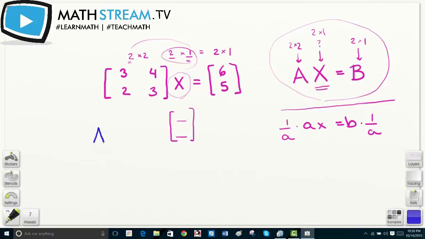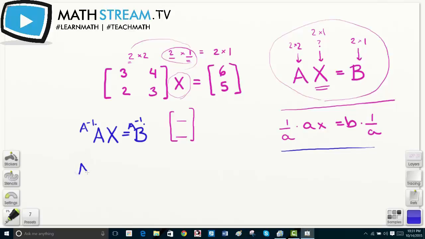I know that we have a situation A times X equals B. I want to solve for X, and so what I'm going to do is multiply both sides by the inverse of A. Now something that's important to know with matrix multiplication is that order matters. So unlike this equation over here, where I could multiply 1 over A on the left side, or I could multiply it on the right side and I get the same answer, that's not true with matrix multiplication.